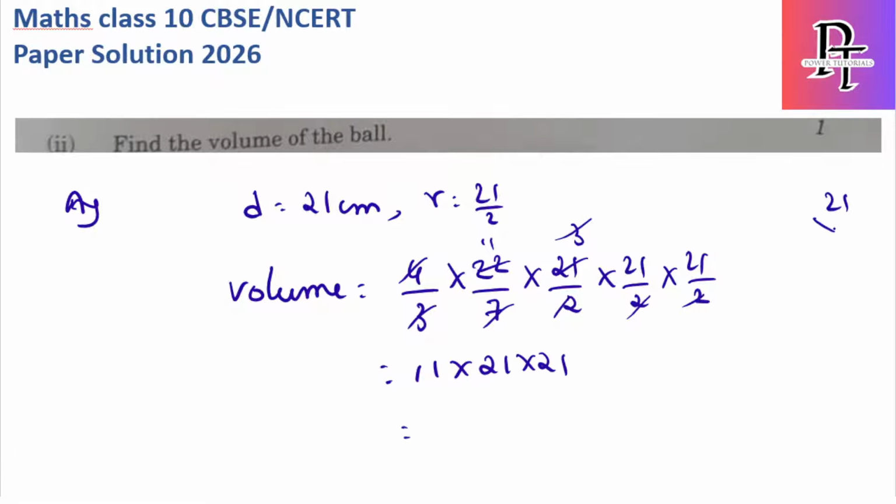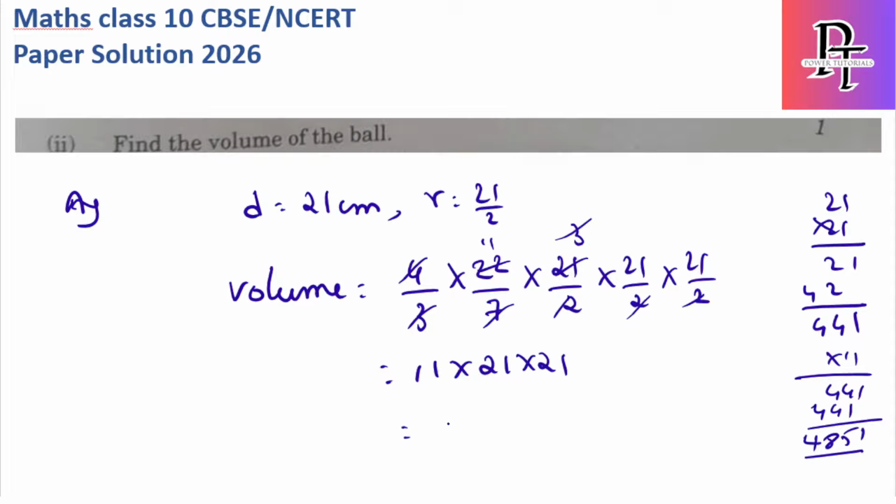21 into 21 first I will complete. 1 2 is 2, 1 2 is 2, 2 2 4 is 4, so 441 into 11. So the volume of this sphere ball is 4851 centimeter cube. Okay, so almost here is simple. It is 4 by 3 pi r cube. So simply just substitute the values, you'll get the volume answer.